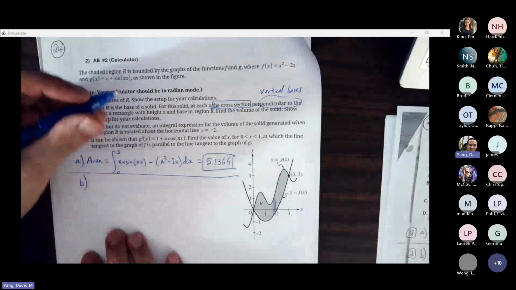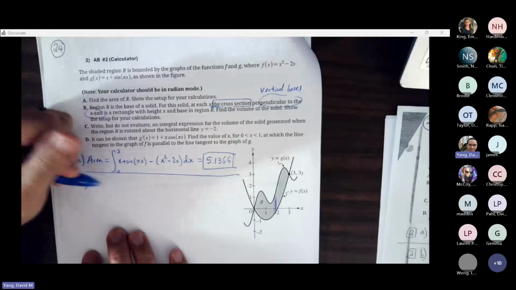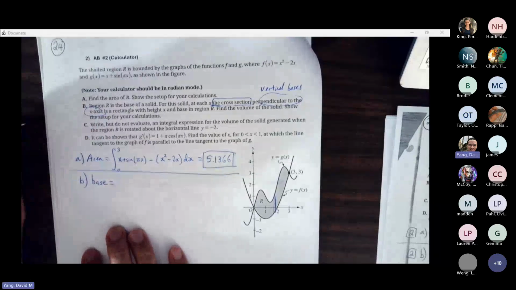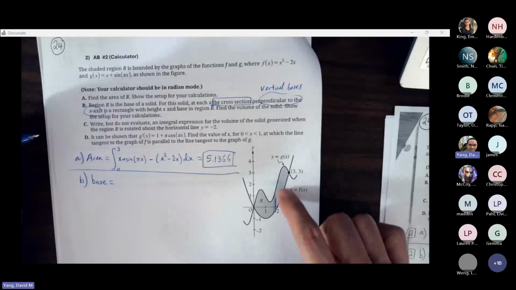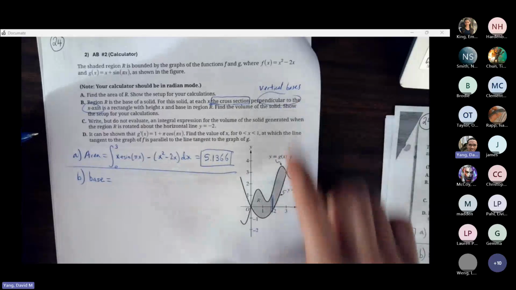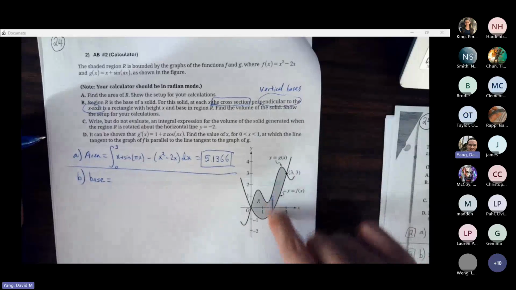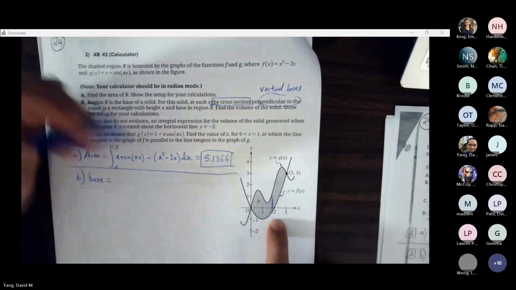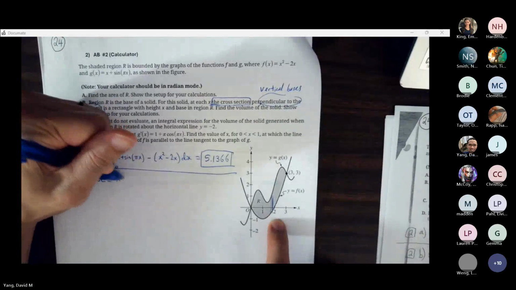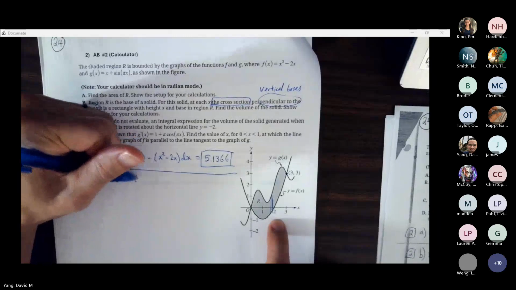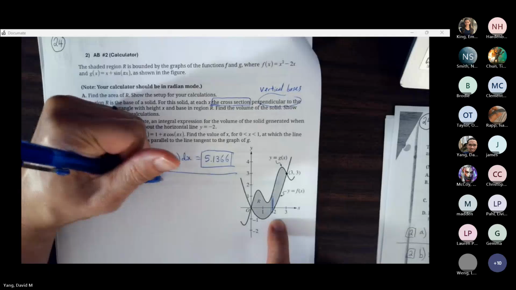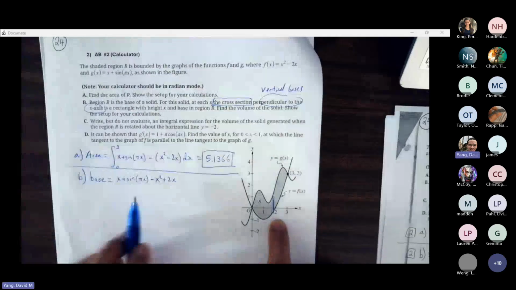So we know we're always going to be starting off with the base length. So base is, in this case, vertical base. So top minus bottom. The top is sitting on the G. The bottom is sitting on the F. Just distribute the negative through here.